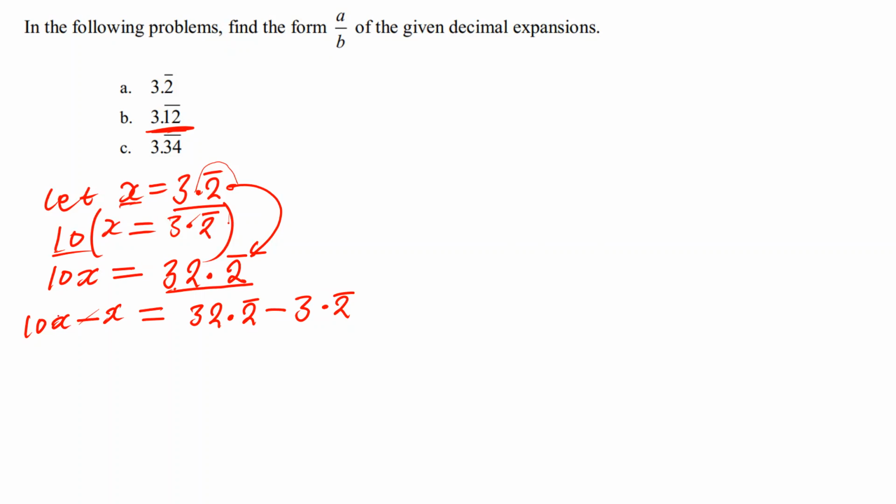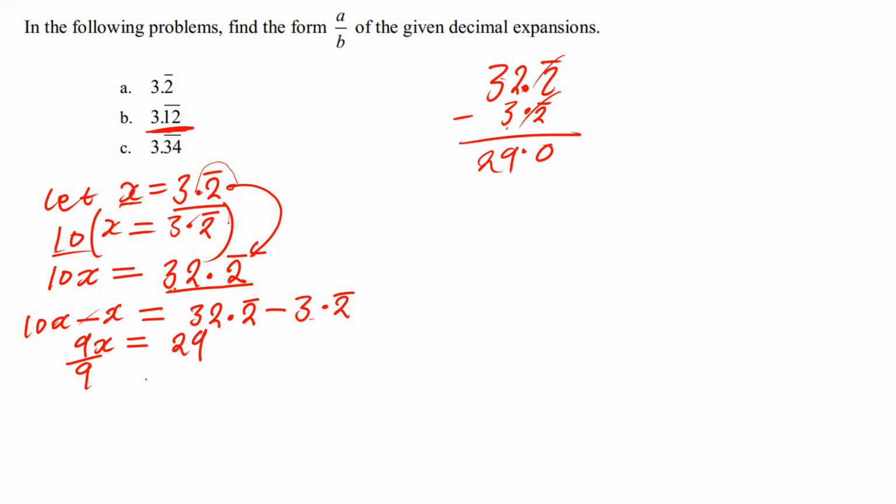When you do the subtraction there, 10x minus x will give you 9x. And this is going to be equal to 32.2 bar minus 3.2 bar, which is just the same as subtracting 32 minus 3, because if you're subtracting decimals, you have to make sure that the decimal point is in the same line. So when you do the subtraction, the repeating parts subtract to give you a 0. So 32 minus 3 will give you 29.